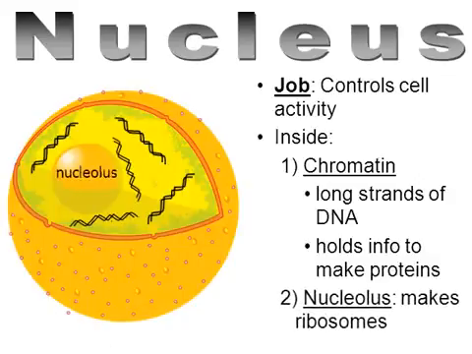Also inside the nucleus, there's a round object known as the nucleolus. And the job of the nucleolus is to make another part of a cell, another organelle, called the ribosome. So the job of the nucleolus is to make ribosomes, and we're going to see what ribosomes do in just a moment.